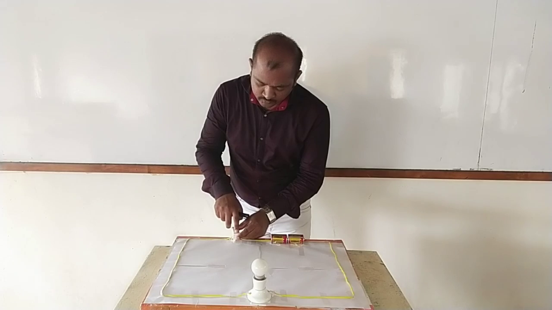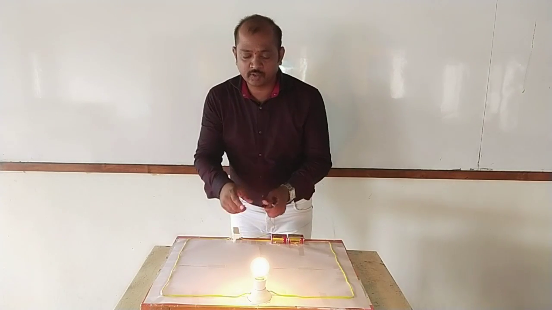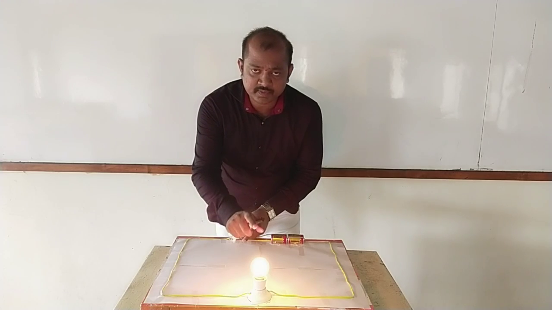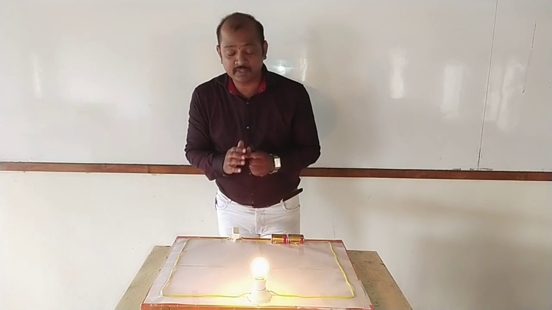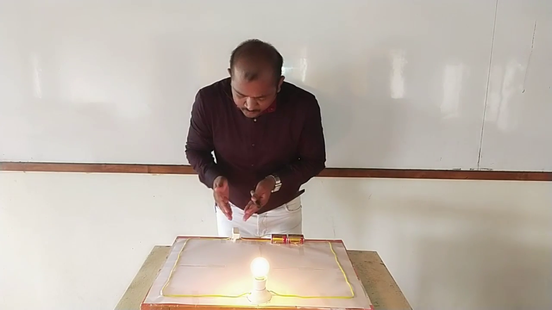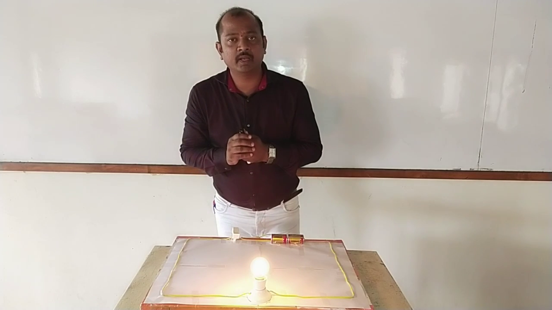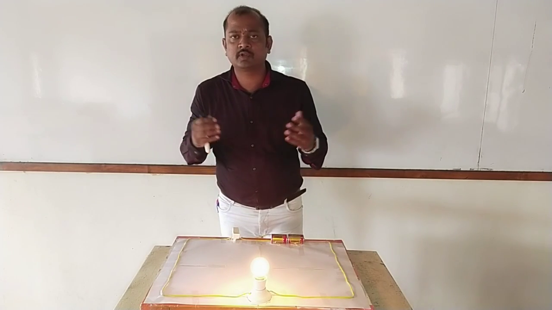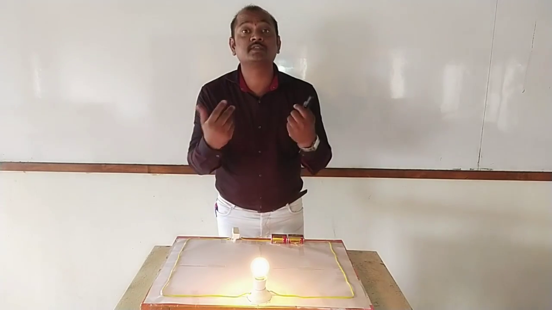Again I am going to switch it on. Now the bulb is glowing. As soon as I press the switch, the bulb started glowing. That means something is flowing from the switch to the bulb. Is it not? What is that? Anybody can say that. Even common people can say that the current is flowing.